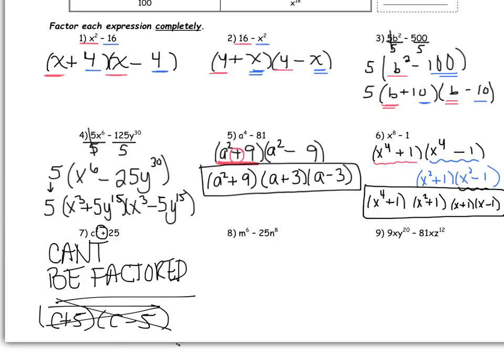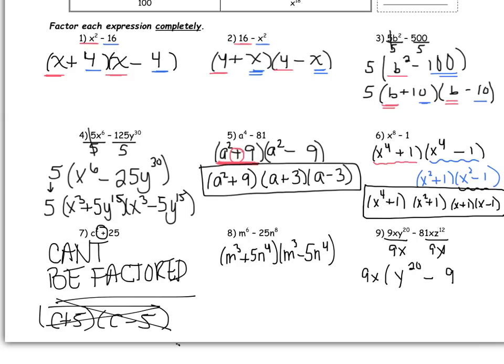Okay, number 8, you should have gotten m to the 3rd plus 5n to the 4th, m to the 3rd minus 5n to the 4th. Number 9, there was a GCF. The GCF was 9x, followed by an open parenthesis, y to the 20th minus 9z to the 12th. And you should have factored this again into y to the 10th plus 3z to the 6th, y to the 10th minus 3z to the 6th, and the 9x in front.